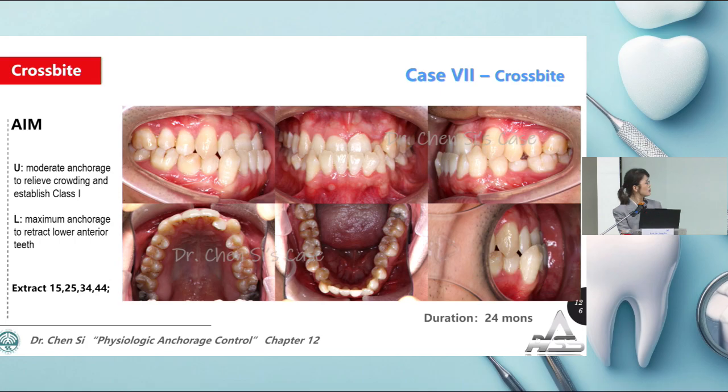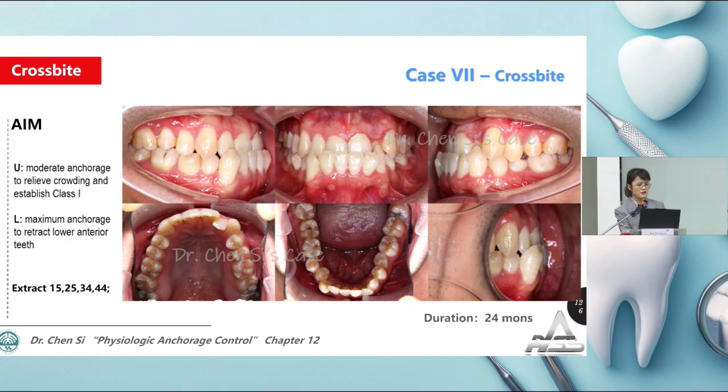Orthodontic camouflage treatment using PASS technique was applied with the aim of moderate anchorage in the upper to relieve crowding and establish class 1, and in the lower maximum anchorage to retract lower anterior teeth. And the upper 5 and the lower 4 were extracted.